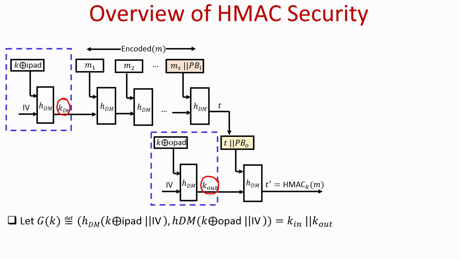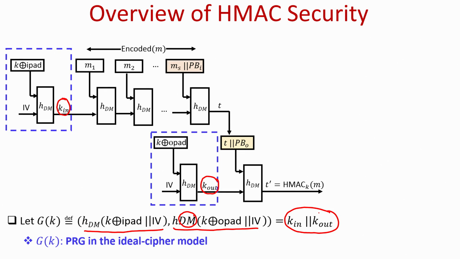So, imagine that we define a function g which takes a key k for the overall MAC and invokes the Davis-Meyer function twice like this. Sorry for this typo, dm should come in the subscript. So, we have two invocations of the Davis-Meyer function. The first invocation is on the input IV concatenated with the XOR of k and IPAD, and the second invocation is on the input IV concatenated with k XOR OPAD, and say the resultant outputs are k in and k out.